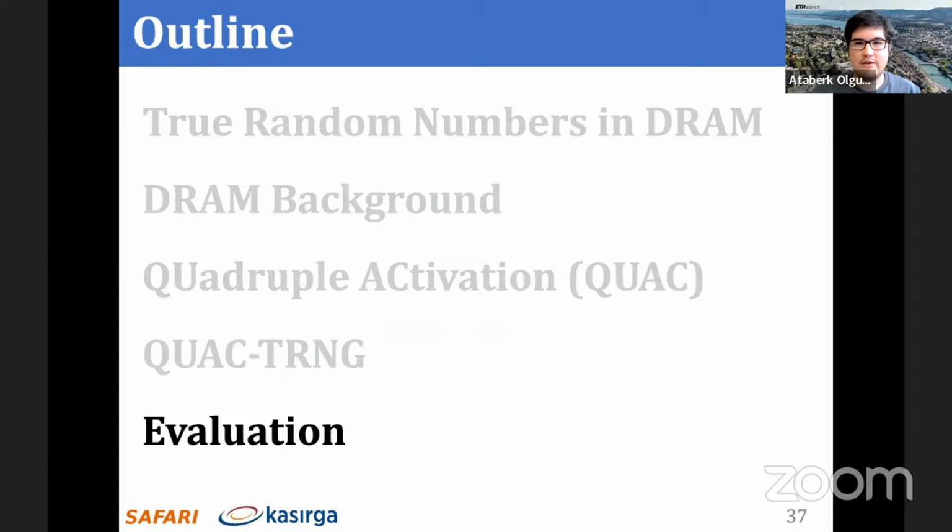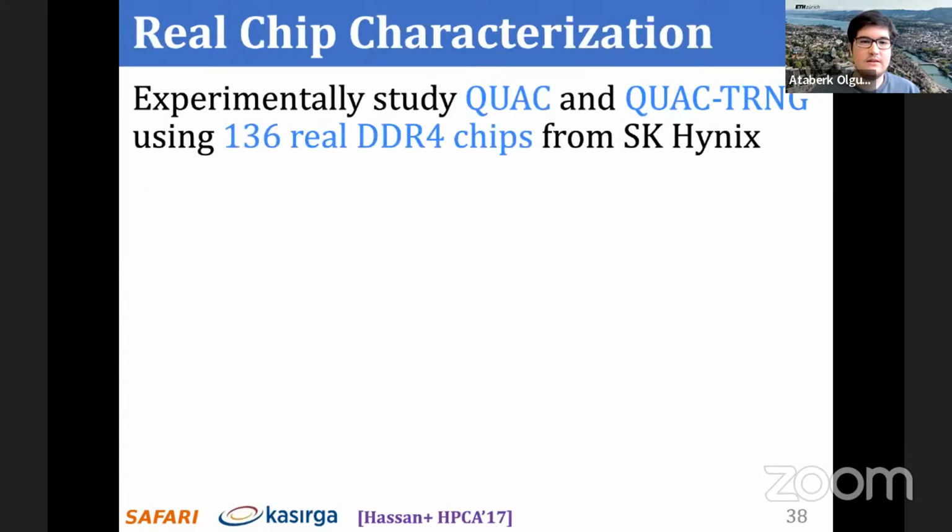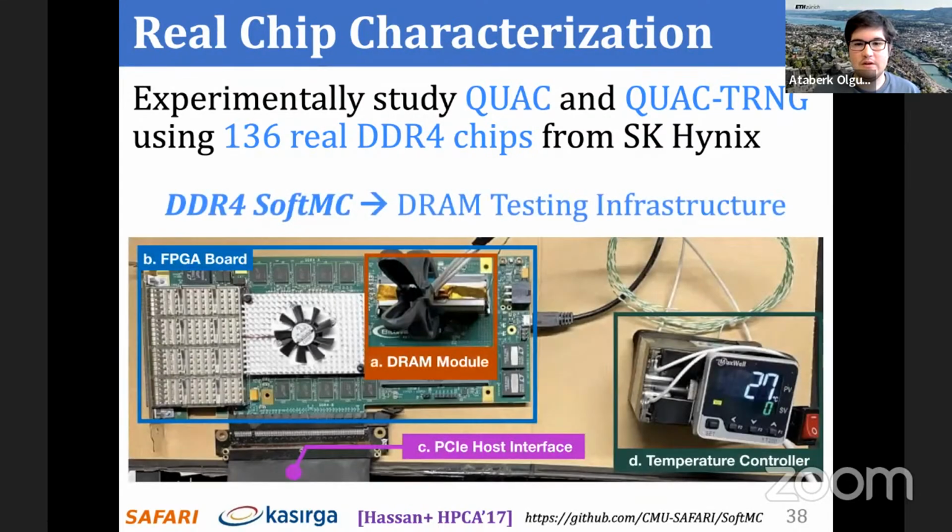Now I will present our evaluation of QUAC-TRNG's randomness characteristics, its quality, and its throughput. So we conduct a characterization study on 136 real DDR4 chips from SK Hynix to both understand the randomness characteristics of the results of QUAC operations and to evaluate QUAC-TRNG's performance. We use a modified version of SoftMC, which is a DDR4 memory testing platform that lets us issue arbitrary DDR4 command sequences with any set of timing parameters to DRAM modules. And we use rubber heaters and a temperature controller to maintain the temperature of the DRAM chips during our experiments.